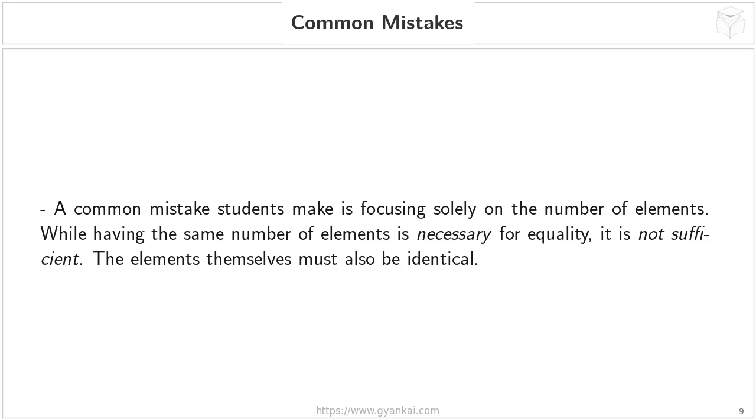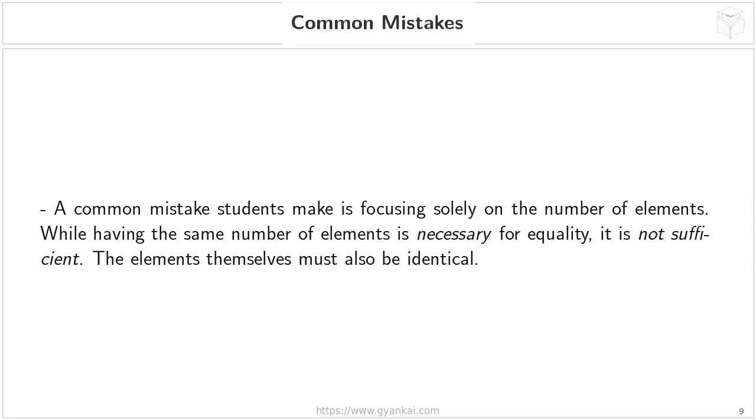Common mistakes. A common mistake students make is focusing solely on the number of elements. While having the same number of elements is necessary for equality, it is not sufficient. The elements themselves must also be identical. Now, what does this mean? Remember from our earlier examples, we first checked if two sets had the same cardinality. That's just a fancy word for the number of elements. It's a good first step, absolutely.